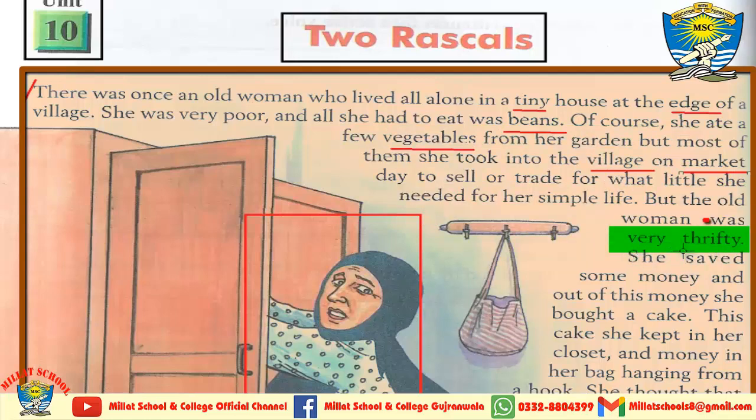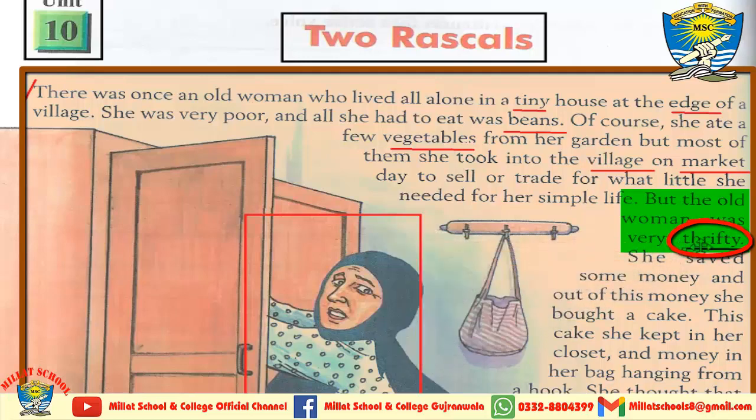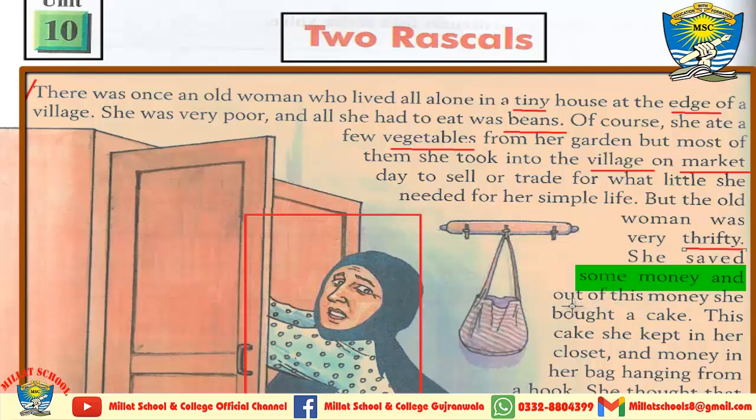What is thrifty? Students, underline it. Then I will tell you the synonym. The synonym of thrifty is careful. Apply it in your sentence. But the old woman was very careful. She saved some money and out of this money she bought a cake.